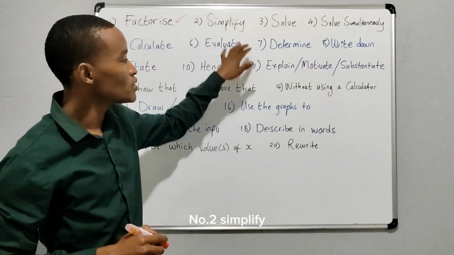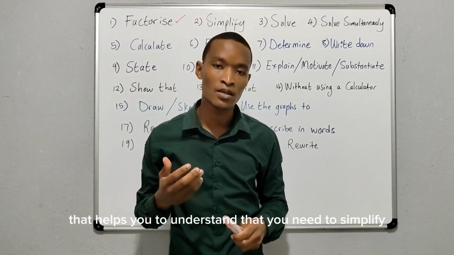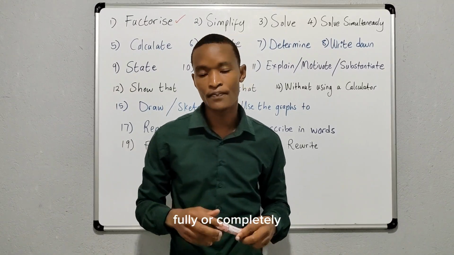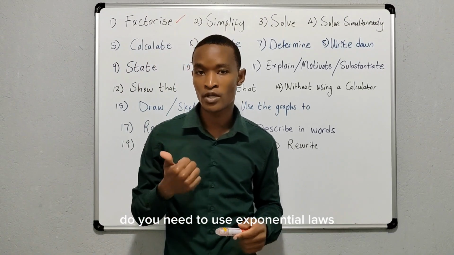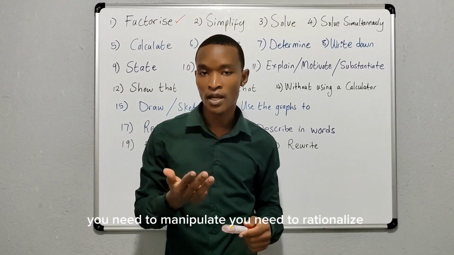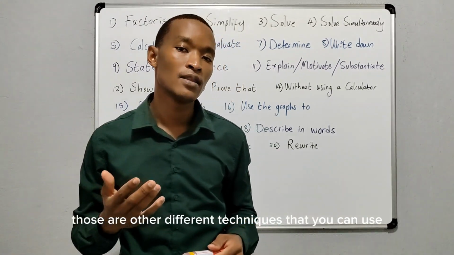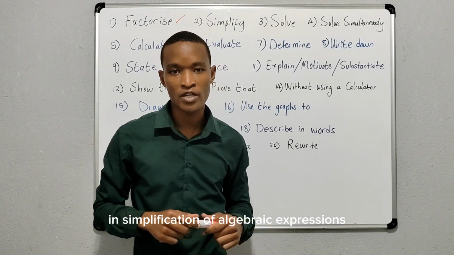Number 2, simplify, and again it will be phrased in a way that helps you to understand that you need to simplify fully or completely, all right, the given expression. What do you need to do? You need to use exponential laws, you need to factorize, you need to cancel out, you need to manipulate, you need to rationalize. Those are the different techniques that you can use in simplification of algebraic expressions.